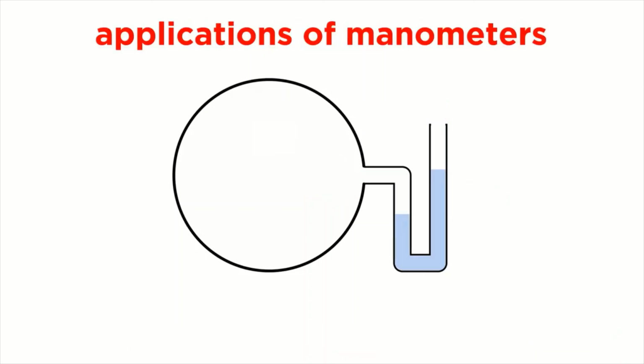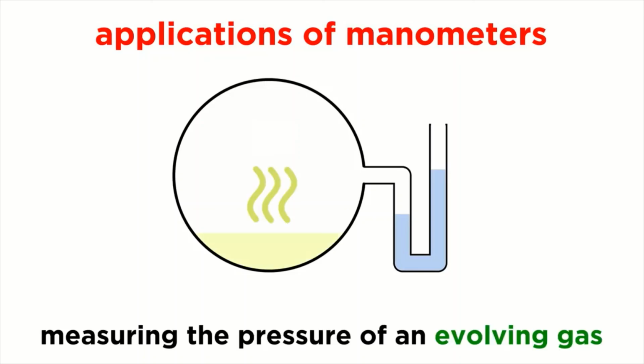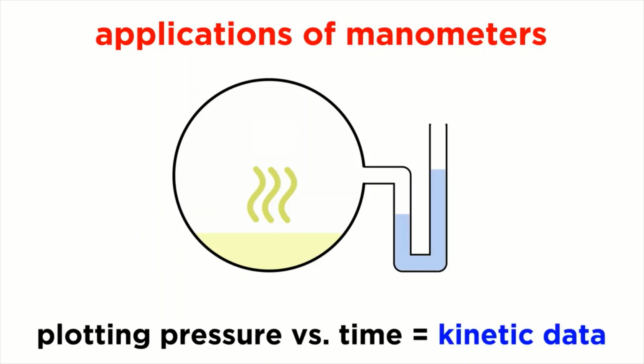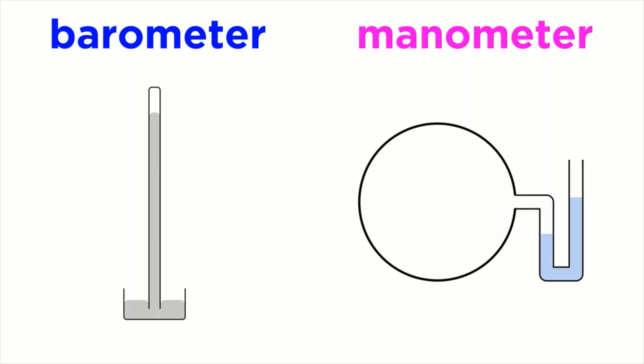These kinds of devices have an extremely practical application, and that involves measuring the pressure exerted by a gas that is evolving from a chemical reaction. Plotting this pressure over time allows us to do kinetic studies on any reaction that evolves a gaseous product. So between barometers and manometers, we now have a variety of ways to measure the pressure exerted by the atmosphere or an isolated sample of gas.